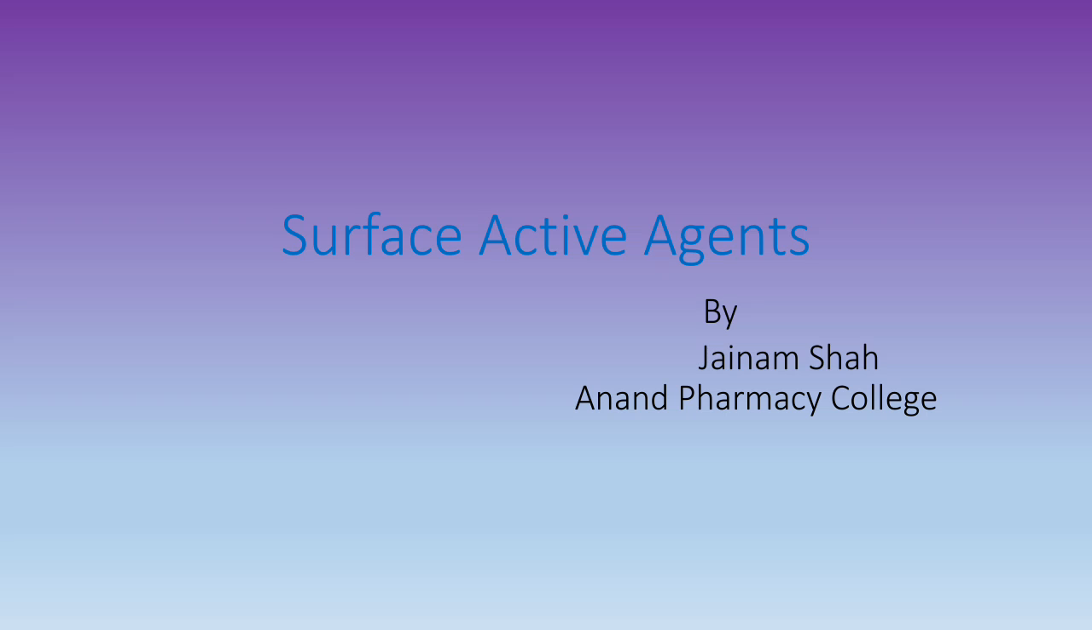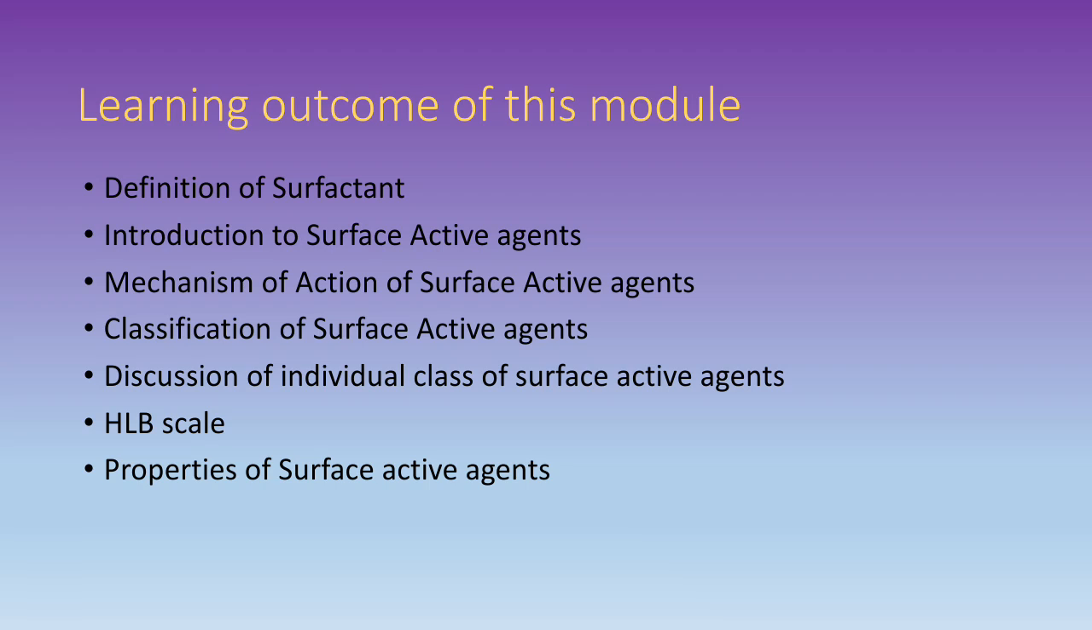So, starting with the definition of surface active agent. These are the learning outcomes of this module which you will find in this video. First is the definition of surfactant, second is the introduction to surface active agent, third is the mechanism of action of surface active agent, fourth is the classification of surface active agent, fifth is the discussion of individual classes of surface active agent, then the HLB scale, and lastly the properties of surface active agents.